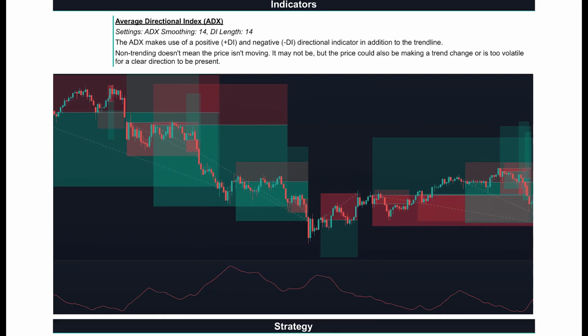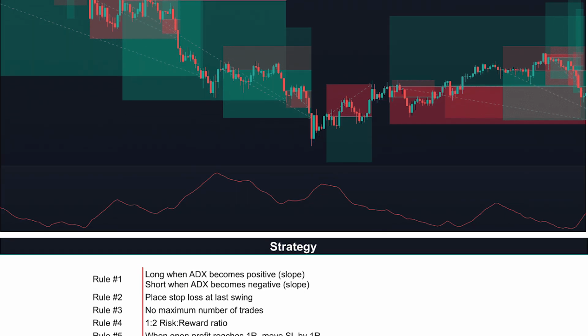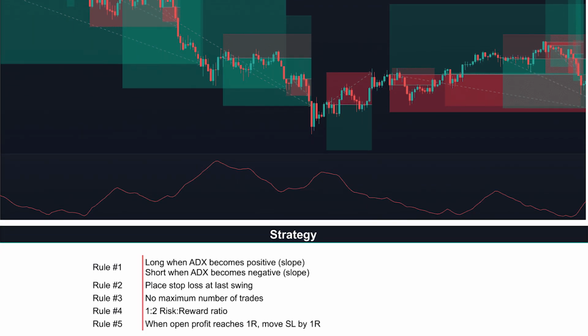So this backtest is based on the daily time frame on GBP JPY. So here's the strategy. We go long when the ADX becomes positive in terms of the slope, and we go short when the ADX becomes negative. We place the stop loss at the last swing. We don't have a maximum number of trades that we can have at any given time. We are aiming for a 1-to-2 risk to reward ratio. And when the open profit reaches 1R, we move the stop loss by 1R in the direction of the trade.